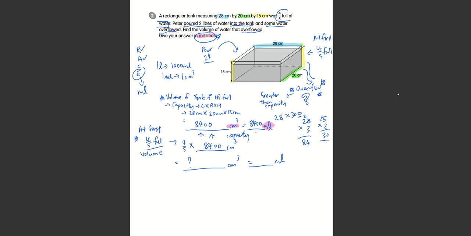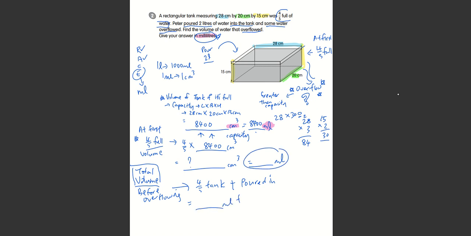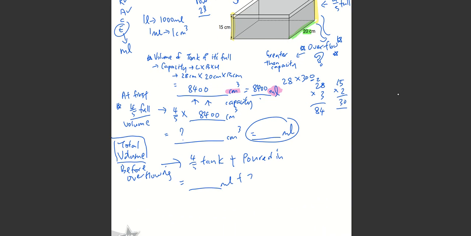Then Peter added the pouring in. The volume of water that is supposed to be in total before it went overflowing will be the 4/5 of the tank. That means I add the 4/5 of the tank plus the amount that Peter poured in. So which is this amount here, plus the amount that poured in was 2 liters. So 2 liters will be 2000 milliliters, which will be this amount.